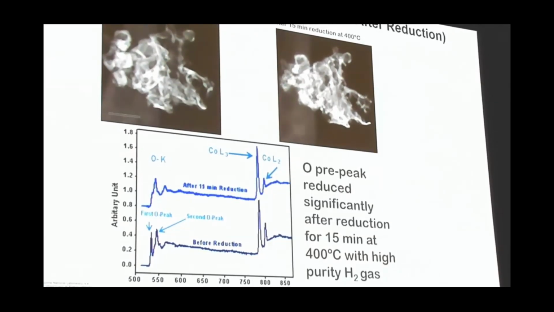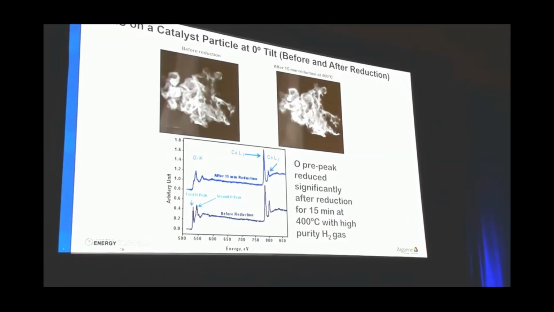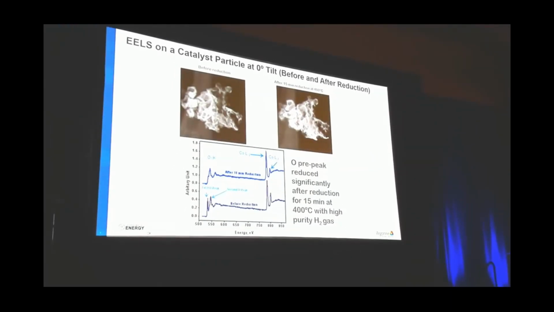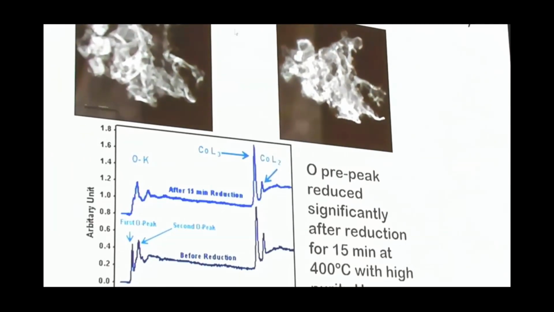So these are Fischer-Tropsch catalysts. They're cobalt on alumina. And here is an image on the left before reduction, and you can see the image on the right after 15 minutes of reduction at 400 degrees C in that ex situ chamber I just showed you. By looking at these two images, you wouldn't be able to tell whether the catalyst has been reduced or not.